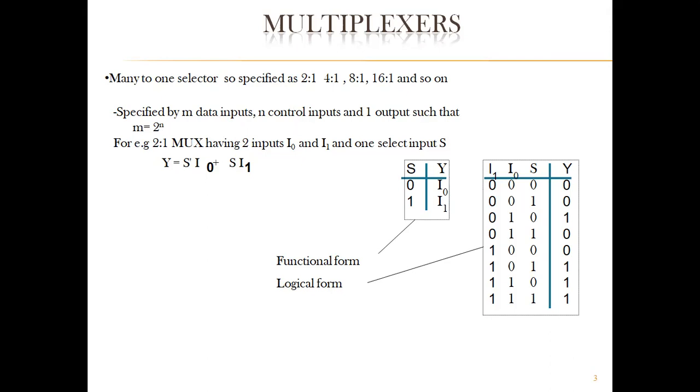So if we have one select line, 2 raised to power 1 gives 2, so it will be a 2:1 multiplexer. If we have two select lines, 2 raised to power 2 gives 4 possible combinations, which means a 4:1 multiplexer. If the number of control lines or select lines is 3, then it is 2 raised to power 3, that is 8, an 8:1 multiplexer. So we have to understand that a multiplexer is going to choose any one input based on the status of the select lines.